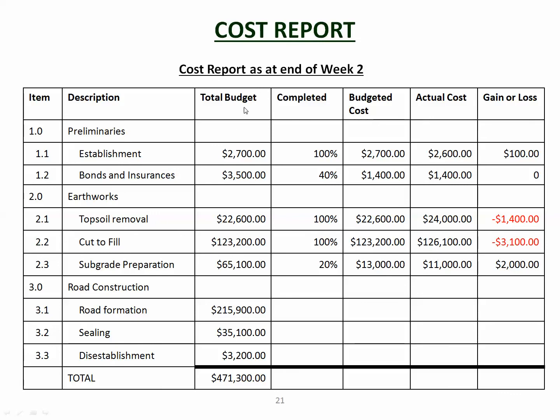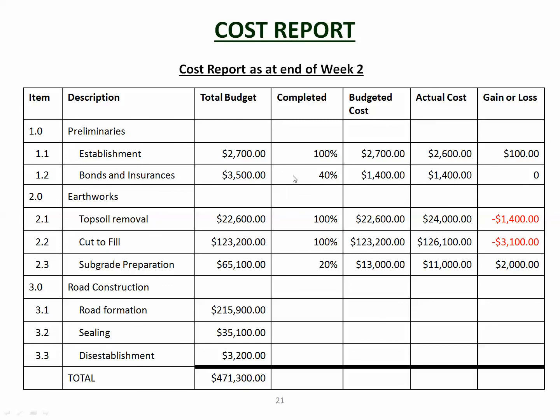So here was our budget, so there's our budget there, and now we're doing the work. For the establishment, we've completed 100%. We budgeted for $2,700 once 100% was complete. It's cost us $2,600, so we are $100 up. We said it would cost $2,700, only cost us $2,600. We've saved ourselves $100. The bonds and insurances, we're only 40% of the way through, so this was a cost report at the end of week 2. You'll be doing these cost reports every week, so every week these cost reports will be coming out, and you'll be able to identify problems as they occur.